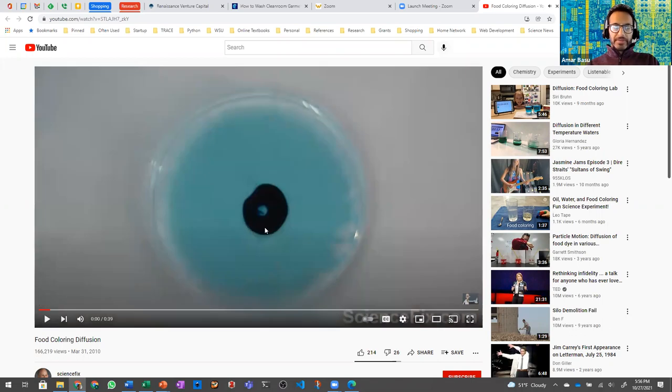Right at the beginning, when you put that drop of food dye in there, you see that there's a very steep concentration gradient. What do I mean by concentration gradient? Concentration gradient means that there's a change in concentration over a distance. So high concentration here, low concentration out here. You see how there's a very sharp change in concentration right at this boundary?